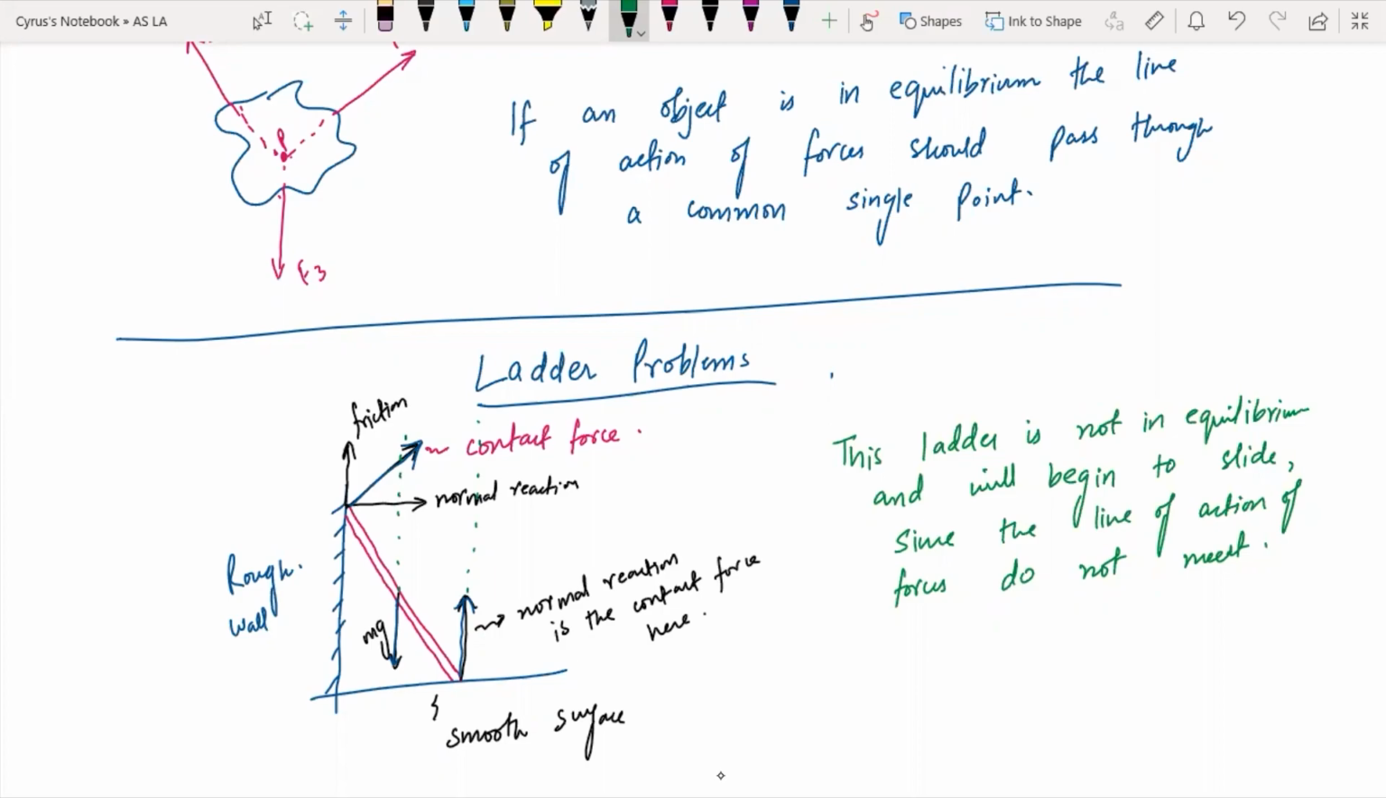अच्छा, अब हम बात करते हैं जब आपके पास दोनों स्मूथ नहीं, दोनों रफ आ जाते हैं. स्मूथ दोनों आएंगे तब तो बिल्कुल भी मीट नहीं करेंगे, वो तो है ही नहीं इक्विलिब्रियम. अब आपके पास दोनों रफ सरफेसेस आ जाते हैं.